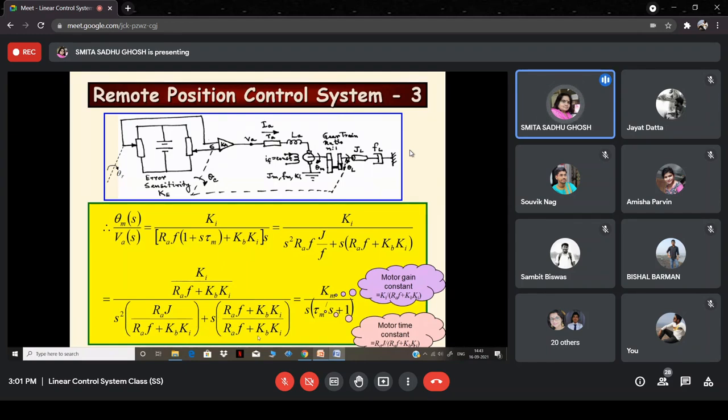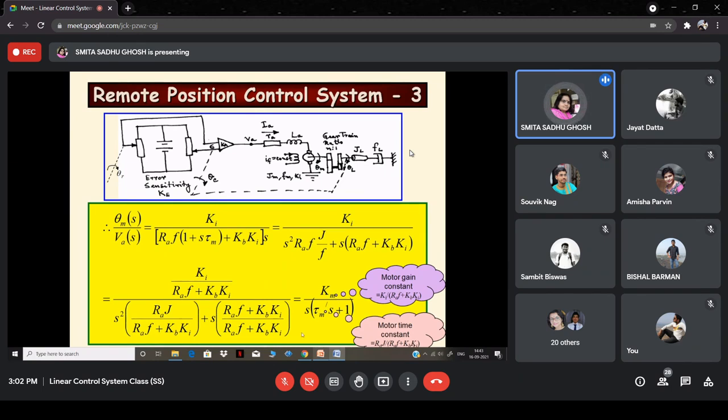So basically we are rewriting this overall model in this form. We are replacing the numerator by Km, K suffix small m, and in the denominator we have S into tau m prime S plus 1. So the overall model has been reduced to a very simplified model, given by Km by S into tau m prime S plus 1, where Km is the motor gain constant. It is equal to the same thing that you have in the numerator, Ki by RAF plus Kb Ki. So the whole thing in the numerator has been replaced by K suffix small m.